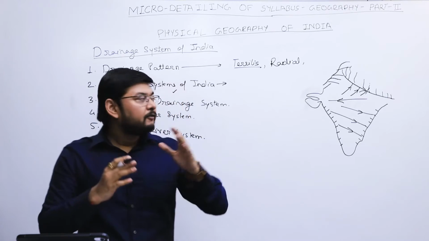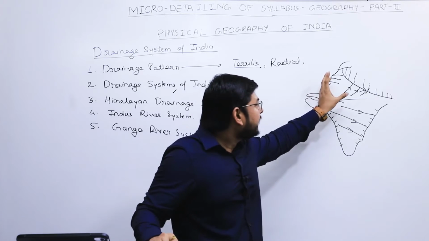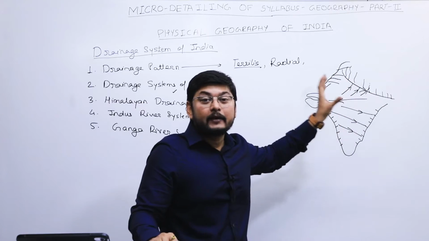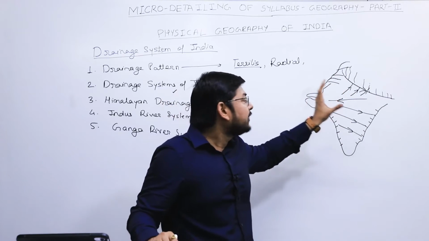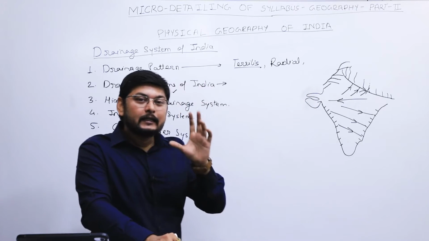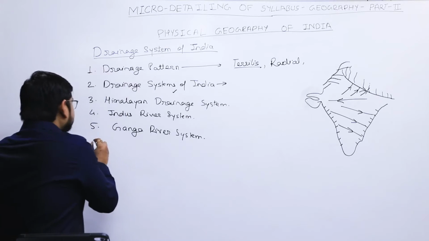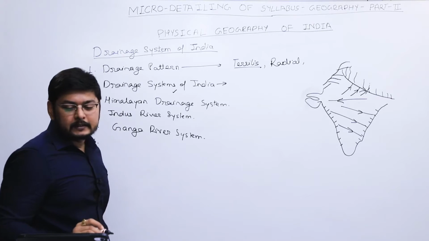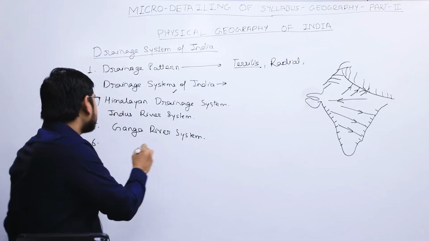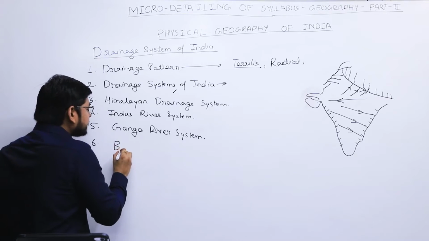So we'll be studying this Ganga river system in different segments, or different angles and aspects, which will help us in understanding the questions which can be asked in the prelims examination. Therefore, after the Ganga river system, the next very important river system is the Brahmaputra river system.